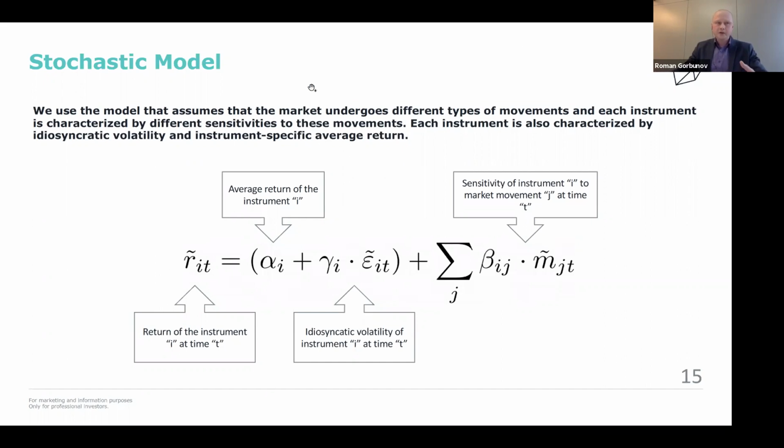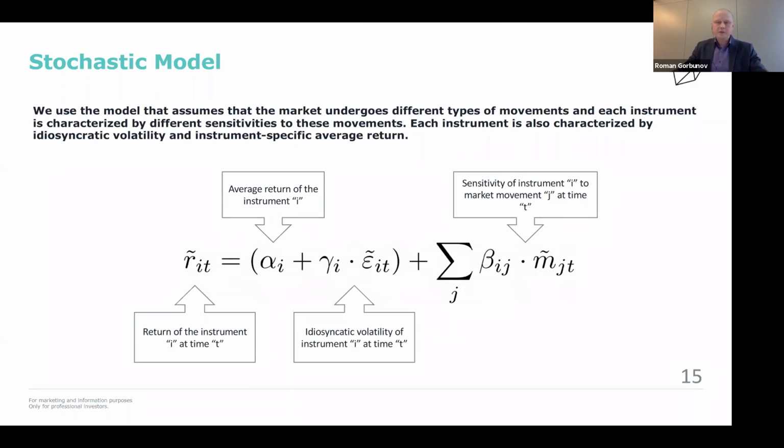And to make this model even more realistic and complex, we assume that we could have different types of market movements. And this is why we have the sum over j, and j is used to indicate different types of market movements. Then, let's say beta 3,7 would mean the sensitivity of stock 3 to market movement 7. But usually we of course don't have so many types of market movements, but 2 or 3 might be a reasonable choice. And up to this point, we have no machine learning. It's just a stochastic model provided by the financial knowledge.